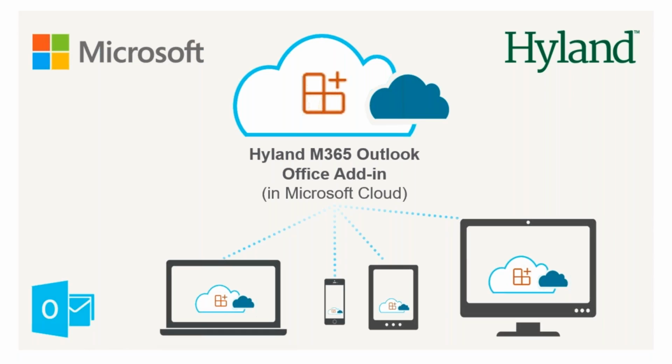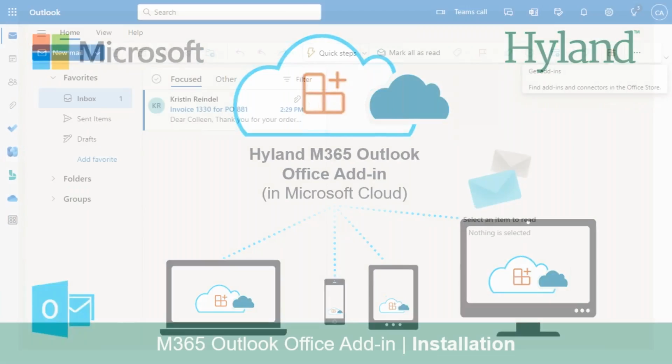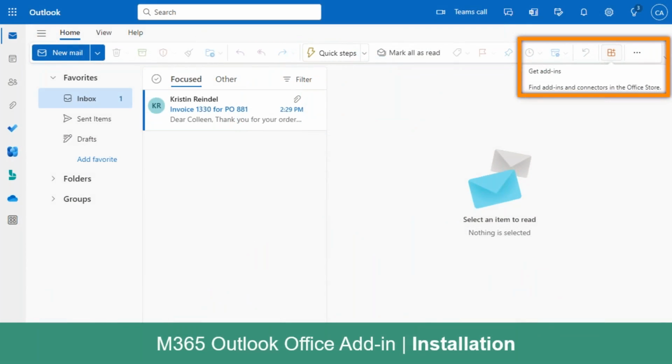So how it works is instead of installing this on the desktop, we're actually installing it from that Microsoft 365 tenant in the Microsoft cloud. We're installing our Hyland Outlook add-in on both desktop-based installs and web installs, if you choose to go this new route. If you still want to do the old desktop version, you can do that too. So let's take a look.